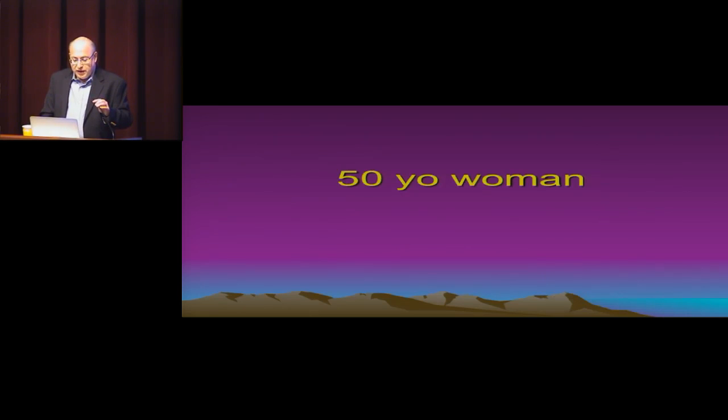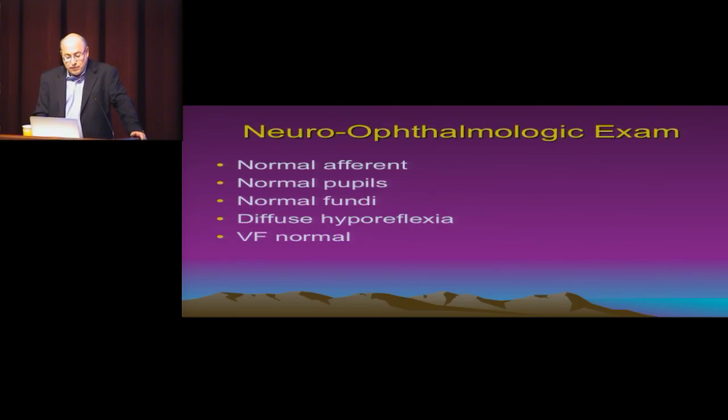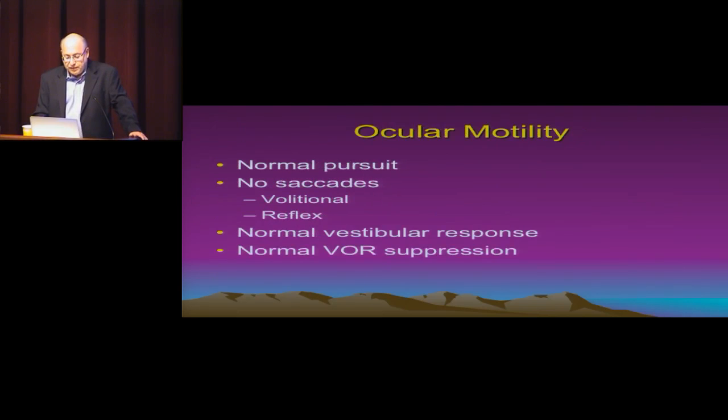So I'll give you an unknown here. A 50-year-old woman who has a history of an ascending aortic aneurysm discovered coincidentally on an ultrasound. She had an uncomplicated repair with aortic valve replacement and repair of the aneurysm, and she wakes up and she has difficulty looking around. She uses head movements to look around. She's also got complex partial seizures. On exam, normal afferent function, normal pupils, normal fundi, hyporeflexia, and a normal field. She has normal pursuit, but she can't make any saccades, either volitional or reflex.